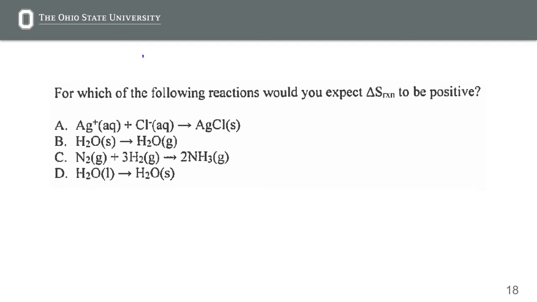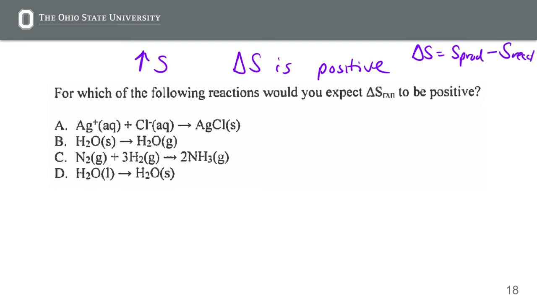When we see an increase in entropy, delta S, the change in entropy going from reactants to products is positive. So again, delta S is going to be S for the products minus S for the reactants. So for which of these reactions would you expect delta S to be positive? Take a look at those.